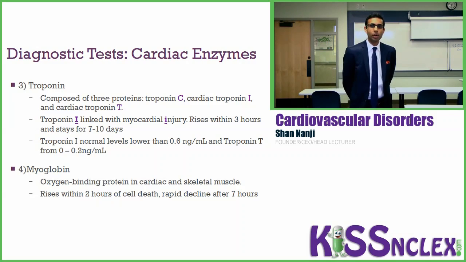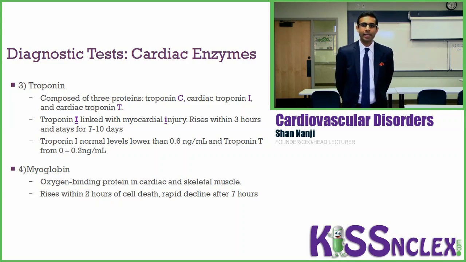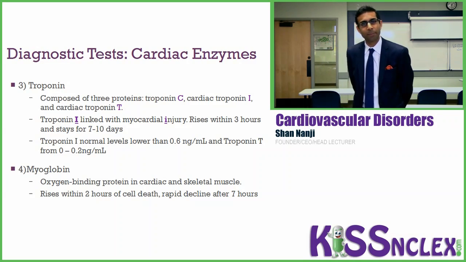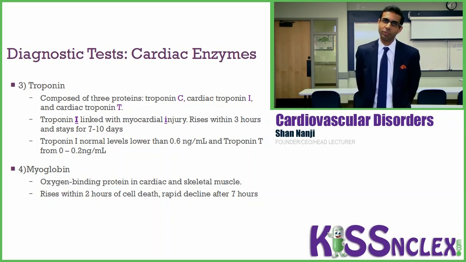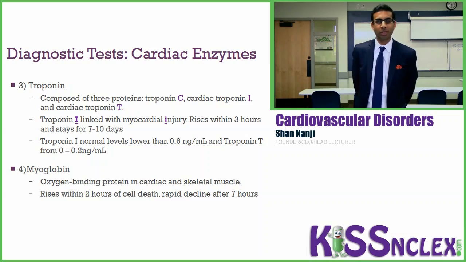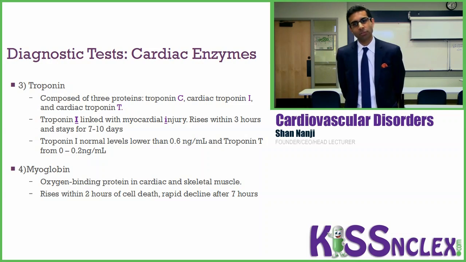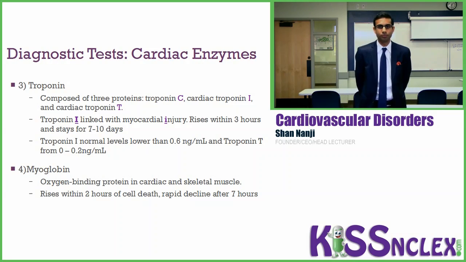Okay, troponin I is normal if it's less than 0.6 nanograms per milliliter, and troponin T is from 0 to 0.2. So troponin I is from 0 to 0.6, and troponin T is from 0 to 0.2.